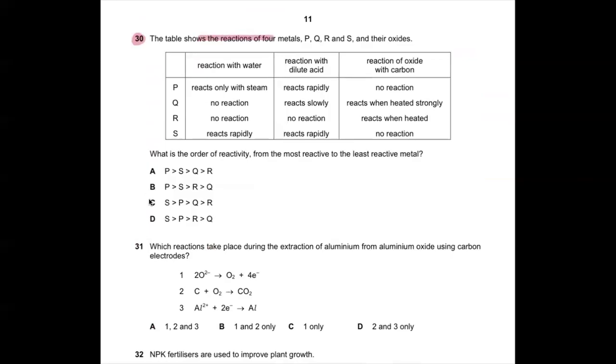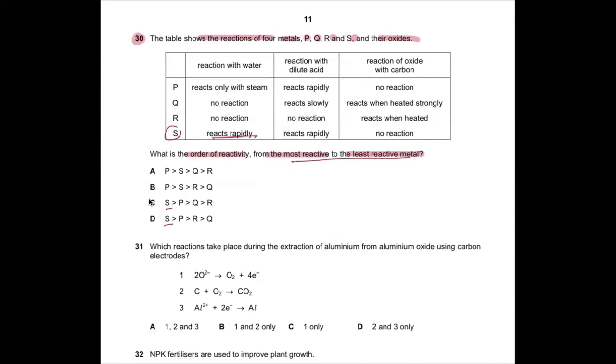The table shows the reaction of four metals P, Q, R, and S and their oxides. What is the order of reactivity from the most reactive to the least reactive? Okay. So if you see, S reacts with water rapidly, so it means S is going to be the most reactive.